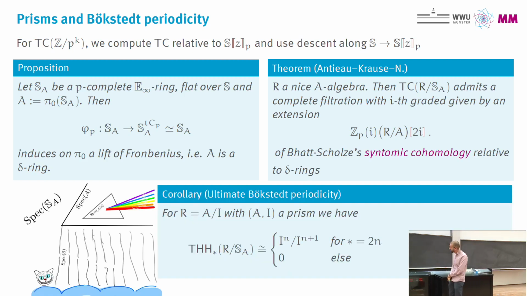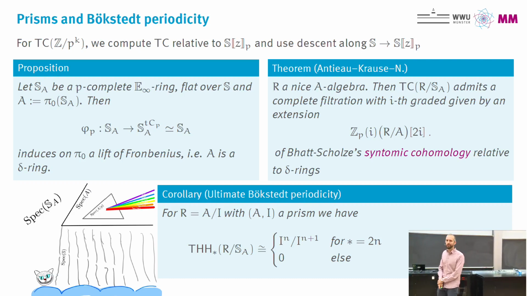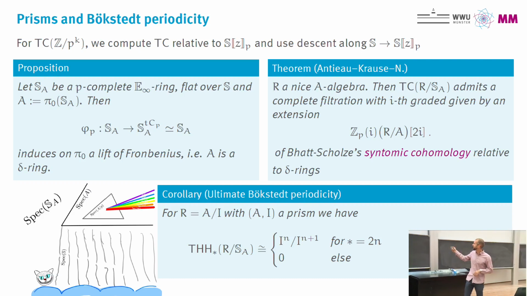That's what I call ultimate Bökstedt periodicity. Because remember, we had this version, Bökstedt periodicity was a calculation of THH of F_p. And here I claim is a generalization. If you are in the situation where you have this flat ring spectrum SA, and I want to look at R being a quotient of A by an ideal which has a certain condition, which is called a prism condition by Bhatt and Scholze. Not going to tell you what it is, but it's a condition on an ideal in a ring. Then the claim is that THH in this generality relative to SA satisfies Bökstedt periodicity. So in other words, it's two periodic or almost two periodic.